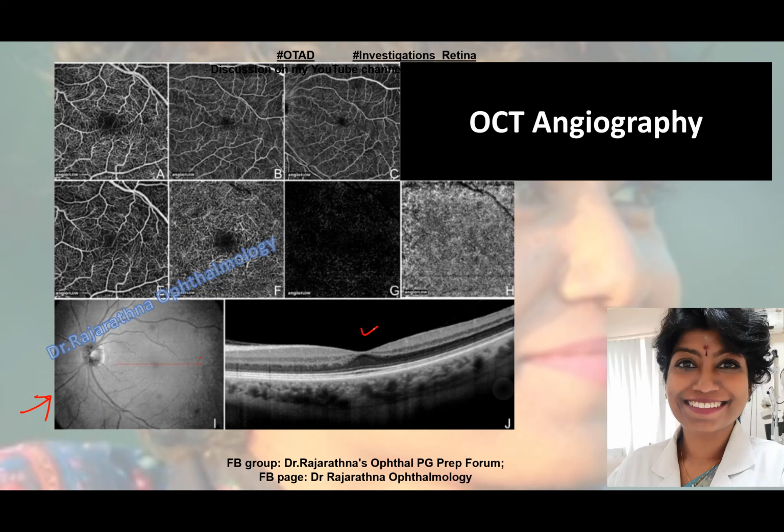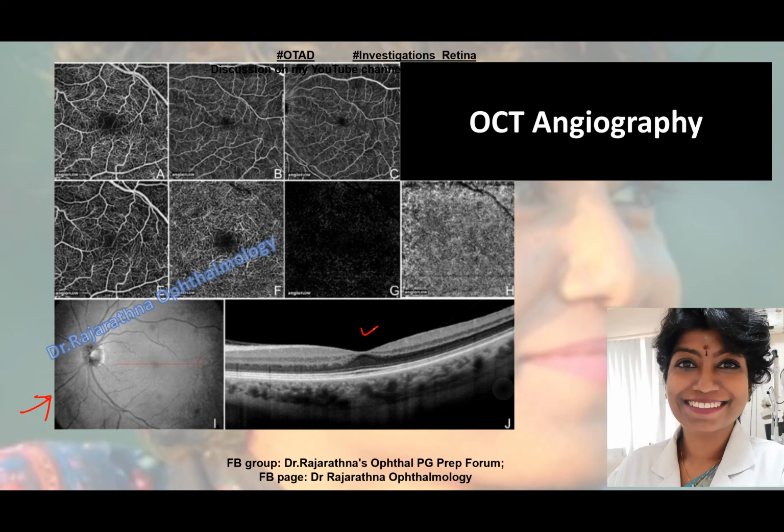So now do you understand why not autofluorescence? Because now I'll just show you the autofluorescence picture. Okay, so this is an autofluorescence picture where you can see the vessels. Of course I can see the vessels, but I do not derive any details or any diagnostic clues from these vessels.